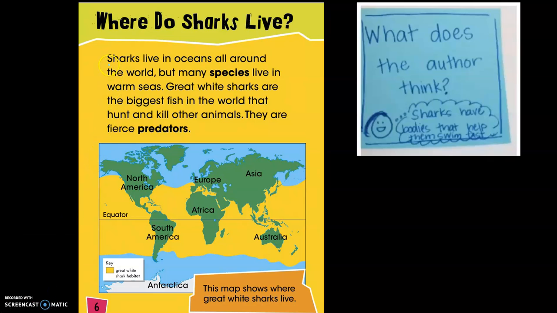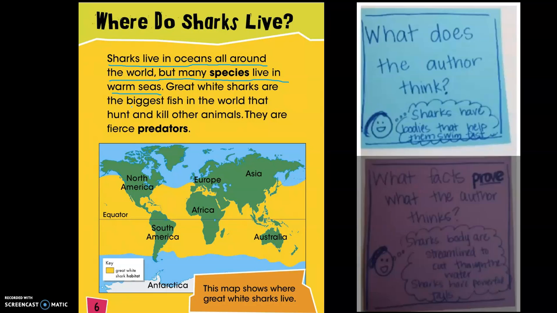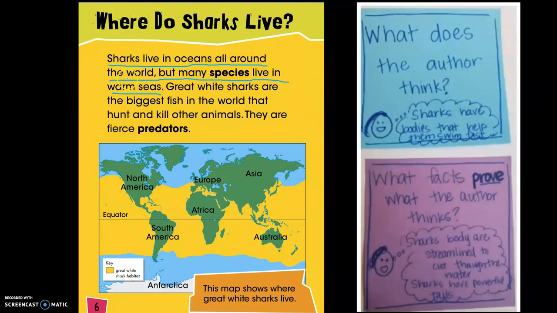I'm thinking that that's what the author is thinking. He thinks that sharks live all around the world. So he started off his sentence by saying sharks live all around the world. And he also says many live in warm seas. Now, we found part of what the author is thinking. Can we find a fact to prove his thinking about sharks living in oceans all around the world? As a matter of fact, I think I can.